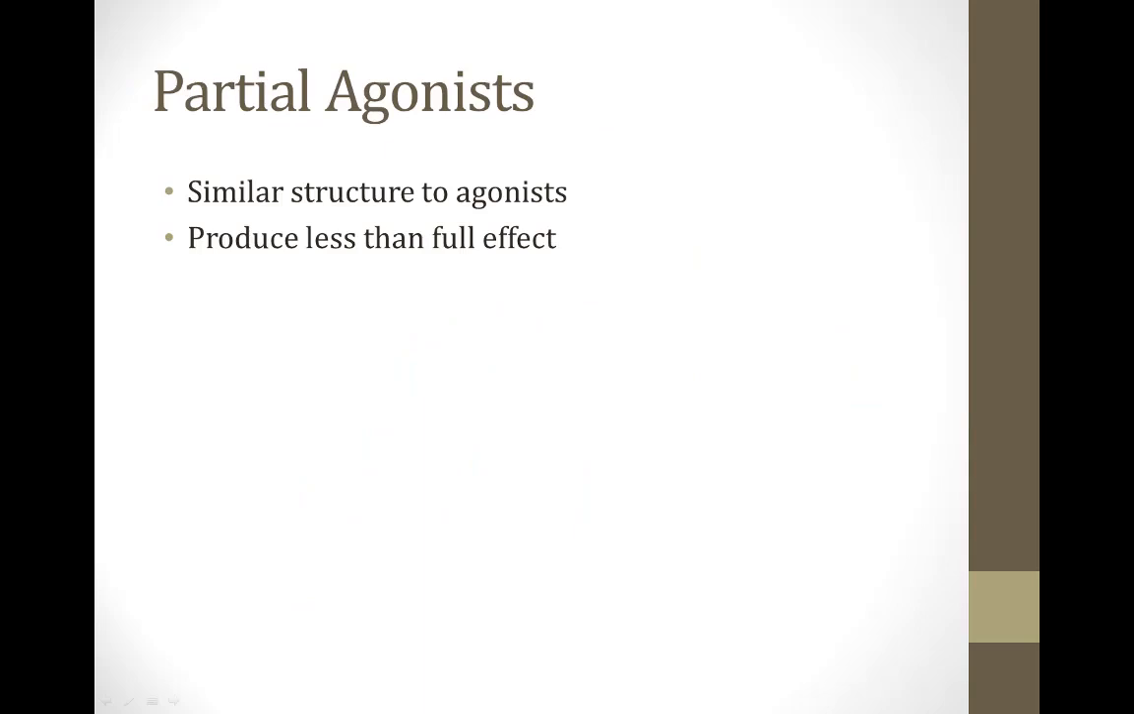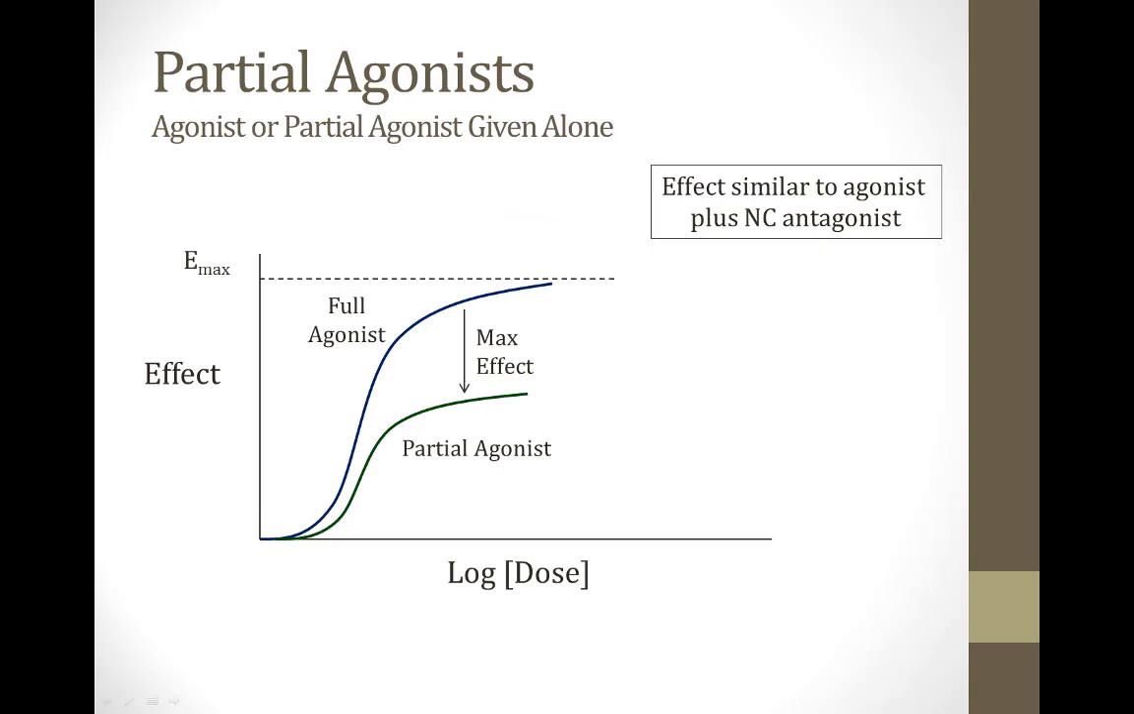Another special concept in dose response relationships is that of partial agonists. So these are drugs which have a similar structure to agonists, but they produce less than the full effect. So let's use our example again of beta receptors. So if we give a full agonist like norepinephrine, we'll get a curve like this blue one right here.